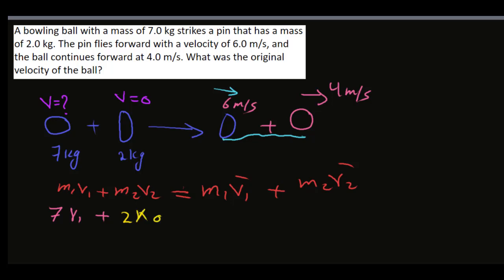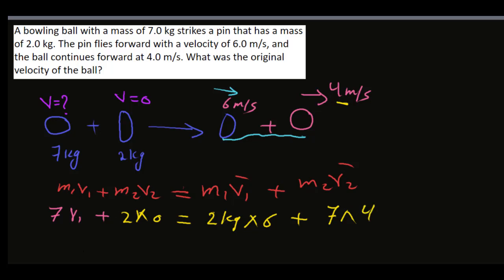This is equal to m1, which is 2 kilogram. So this is 2 kilogram times its velocity, which is 6, plus the mass for the ball, which is 7, times its velocity after the collision, which is 4.